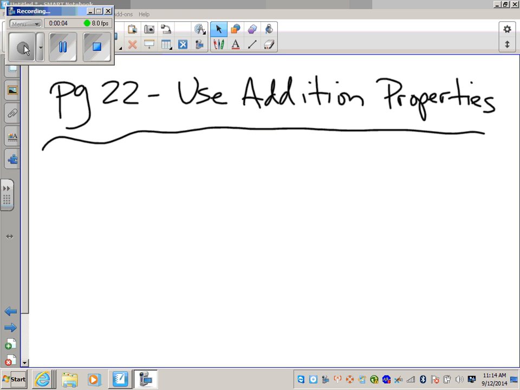Use addition properties. Knowing the addition properties can help you evaluate or find the value of numerical and algebraic expressions. What are some things that you know about adding? What do you think some properties of adding are? What makes adding unique in all the operations you could perform? Tyler.